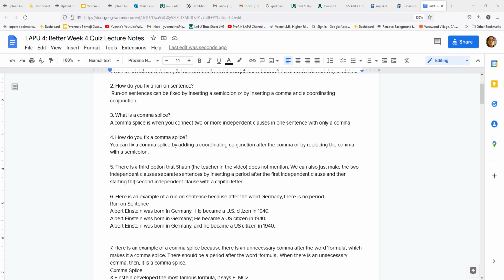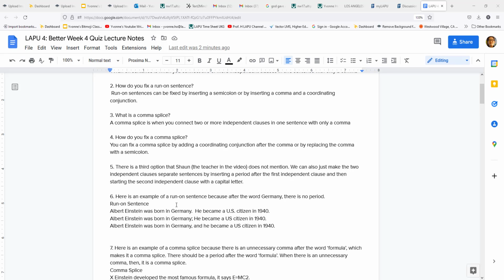a semicolon. There is a third option that Sean, the teacher in the video, does not mention. We can also just make the two independent clauses separate sentences by inserting a period after the first independent clause, and then starting the second independent clause with a capital letter.